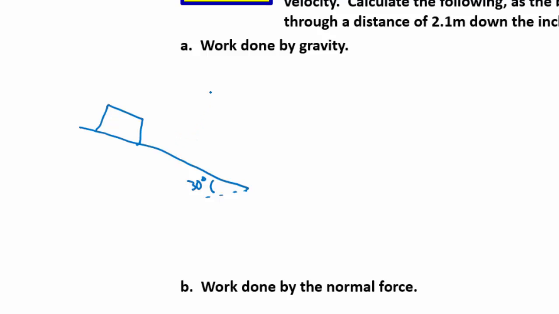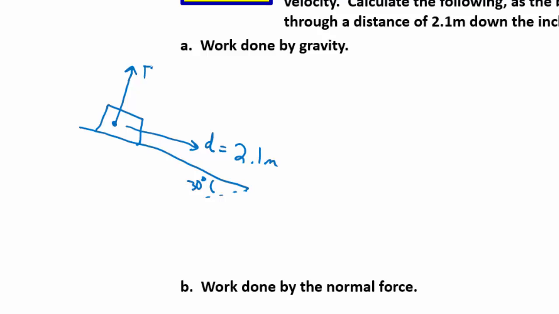So that means that I'm going to go ahead and draw my displacement here. It says calculate the following as the block slides through a distance of 2.1 meters down the incline. Okay, so we've got a distance that was traveled. Let's draw some forces on here. There's obviously a lot of forces on here, and I actually want to find the work done by each force separately. So I'm going to go ahead and draw my forces here.